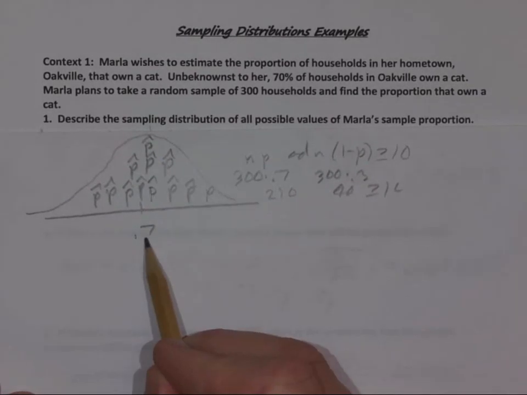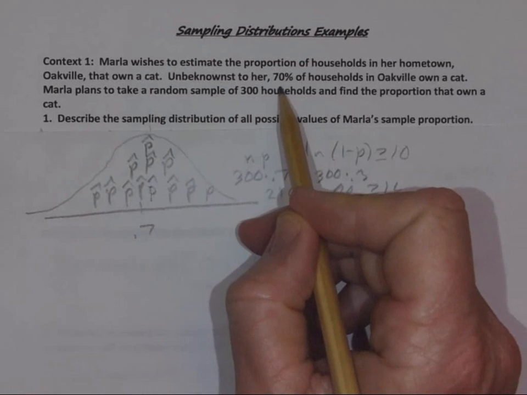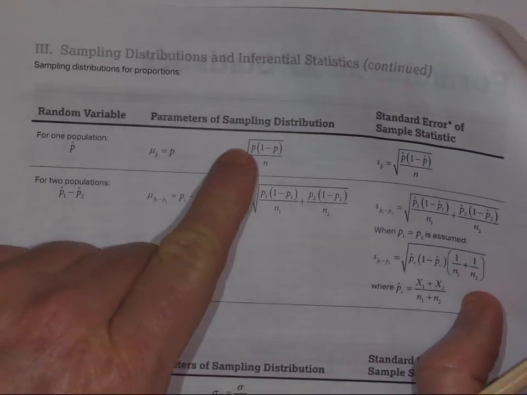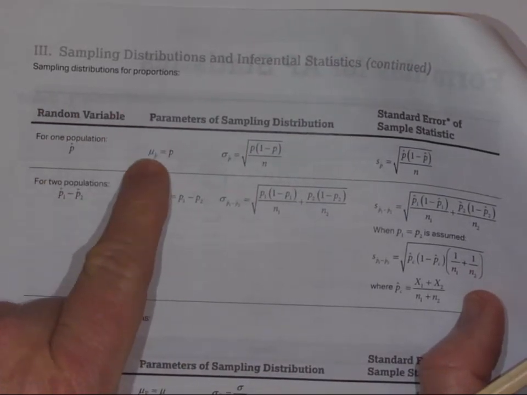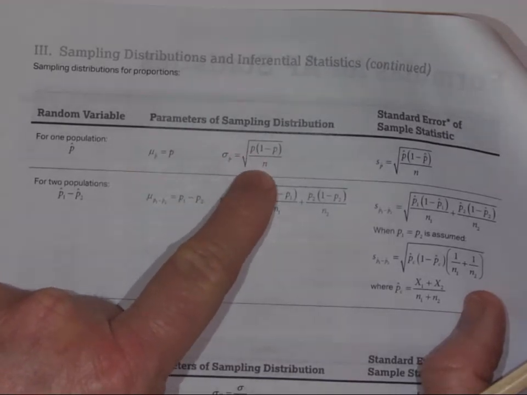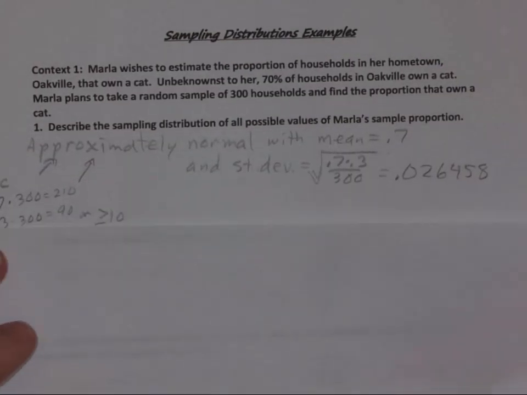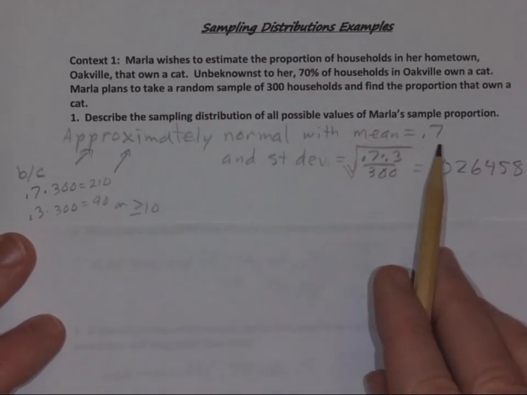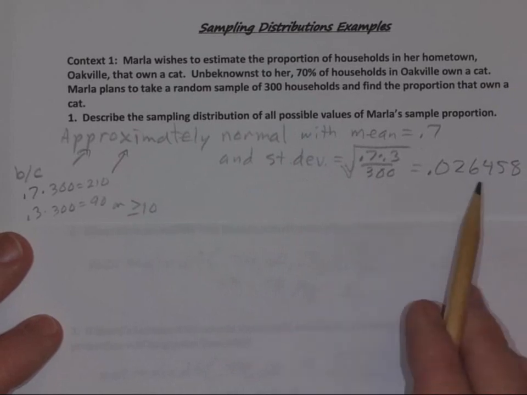The mean of the p-hats will equal our proportion, 0.7, and then the standard deviation of the p-hats. Let's look at our formula sheet for this. Sampling distribution, sample proportions. The mean of the p-hats will equal p. The standard deviation of the p-hats is the square root of p times 1 minus p over n. And so all that to say, this is to describe the sampling distribution. It is approximately normal, with mean equal to 0.7. Standard deviation is equal to the square root of 0.7 times 0.3 over 300, which is that.